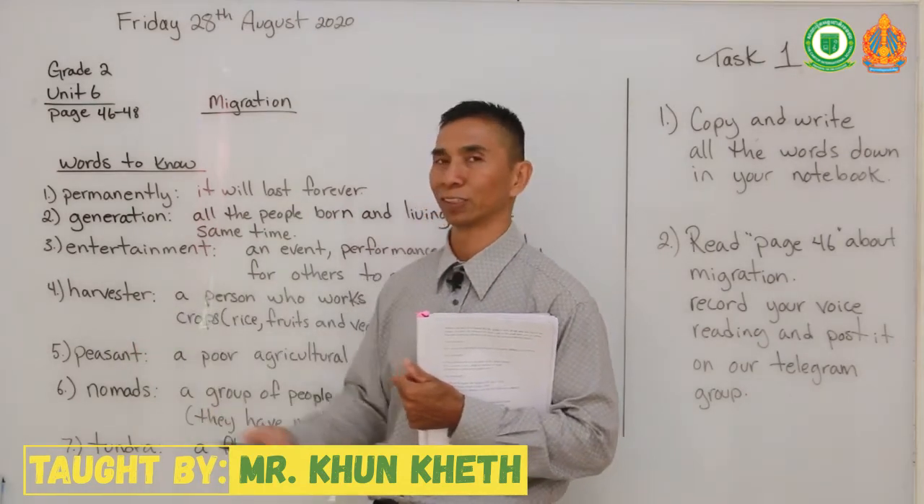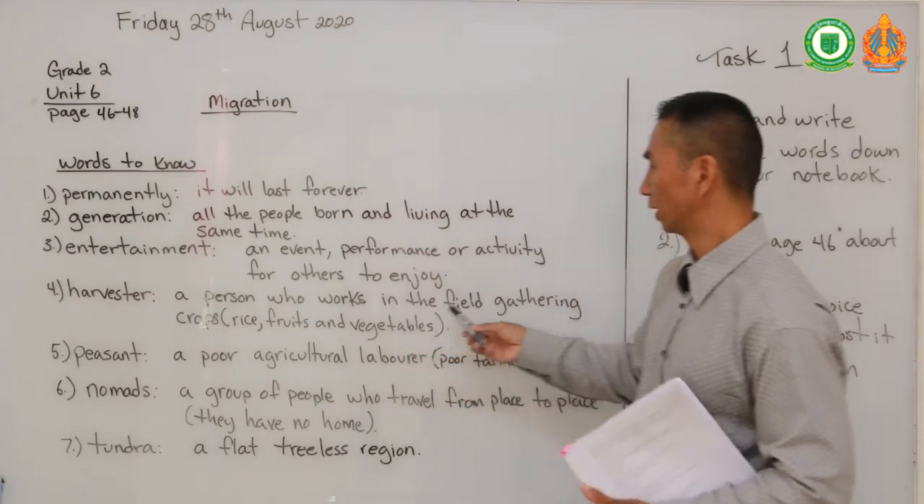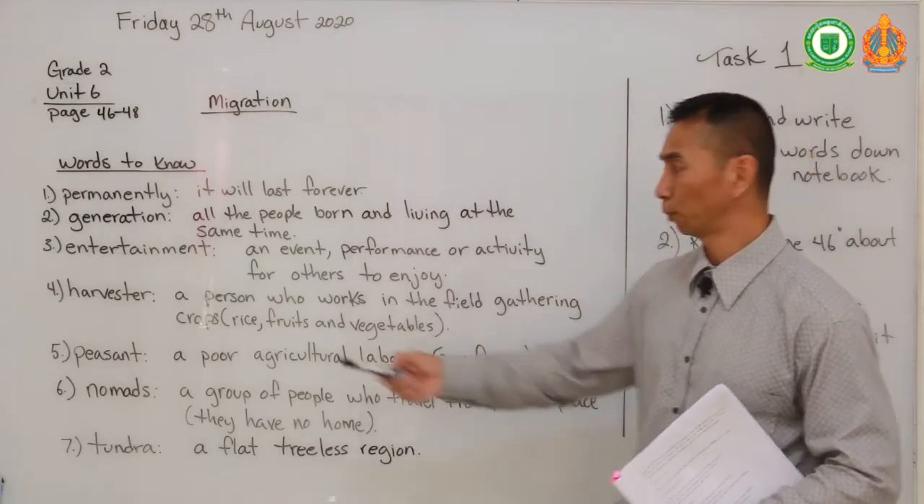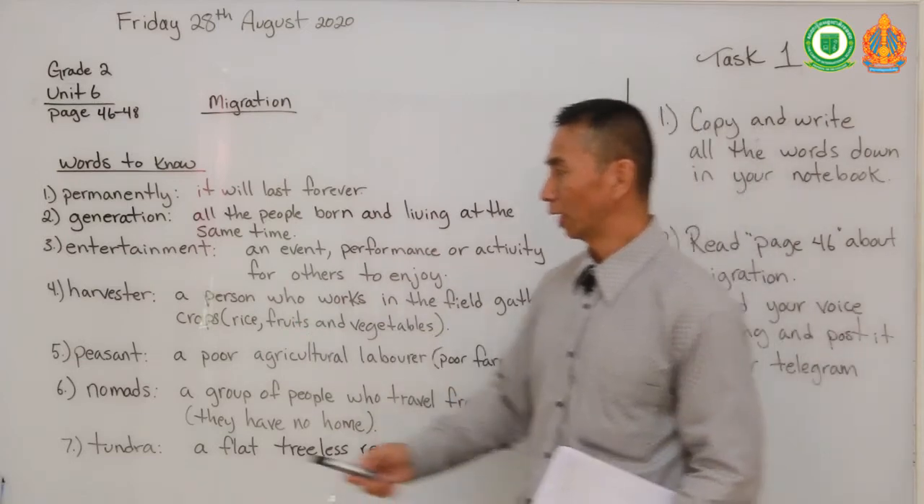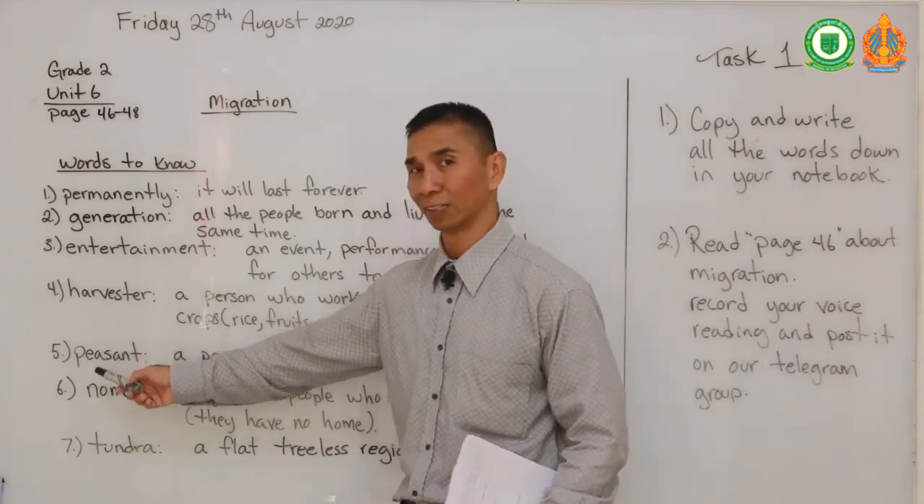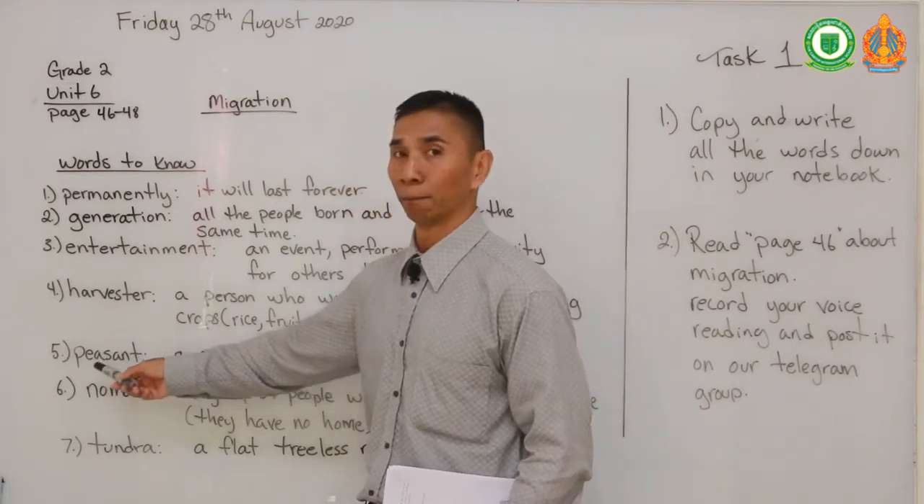So you are a harvester. A harvester is any person who works in the field gathering crops, for example, rice, fruits, and vegetables. And the fifth word I have here, which is also in your reading, is peasants.